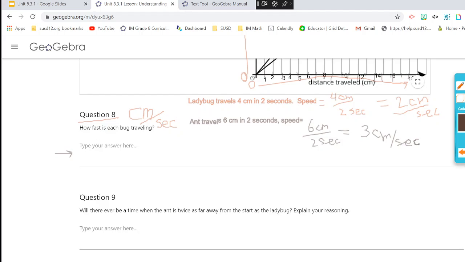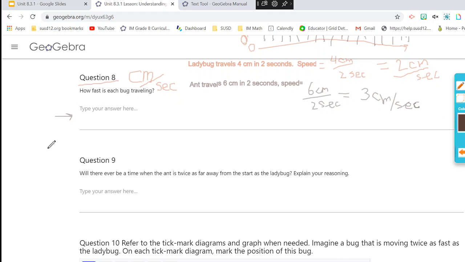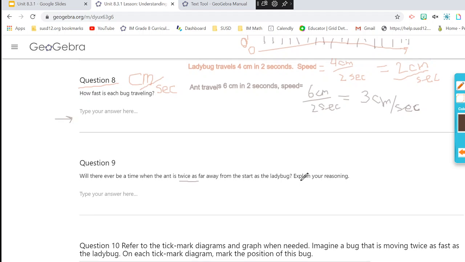Next question. Question number 9. Will there ever be a time when the ant is twice as far away from the start as the ladybug? Explain your reasoning.